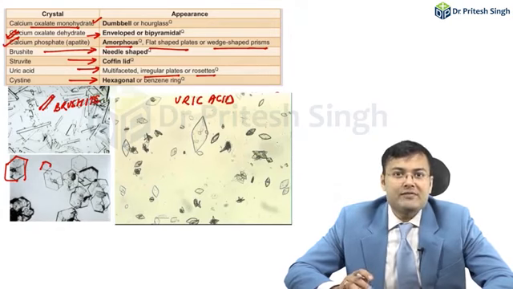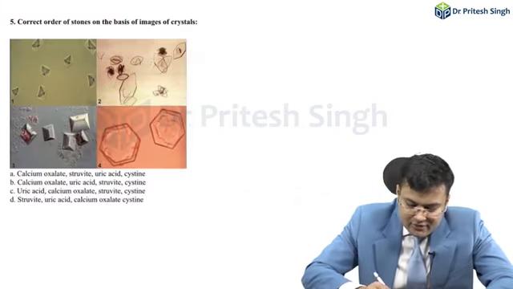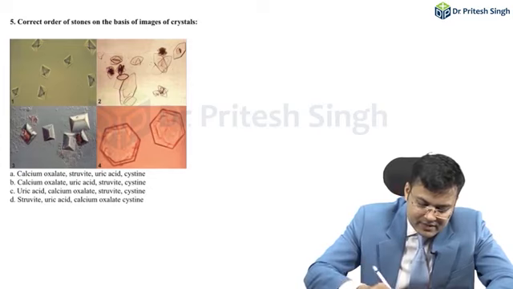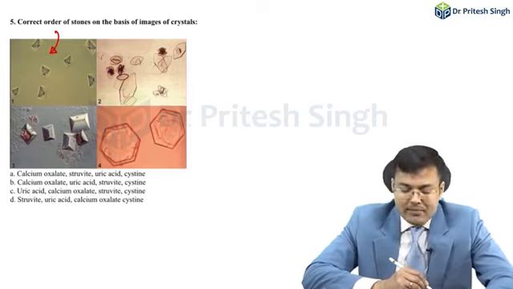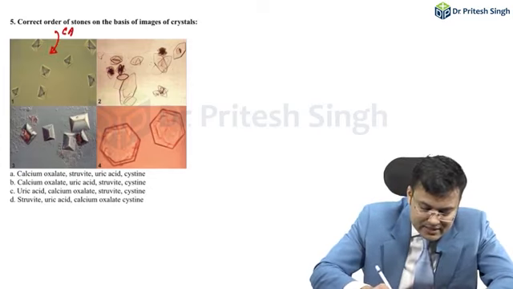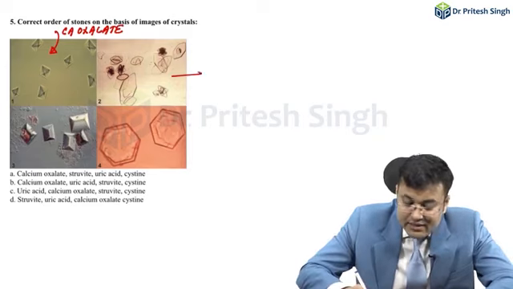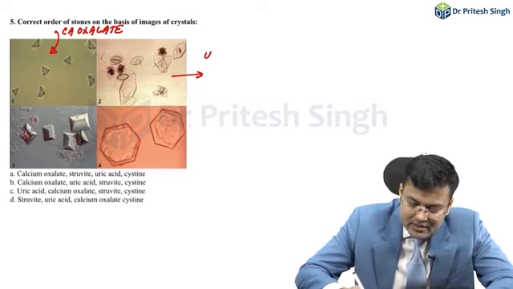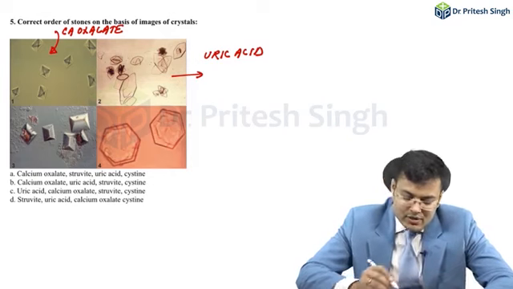So have a look at the question first. Correct order of stone on the basis of image of crystal. So see, this is bipyramidal or envelope shaped. It is seen in calcium oxalate dihydrate. This one is rosette shaped. It is seen in uric acid. Multifaceted rosette shaped, uric acid.